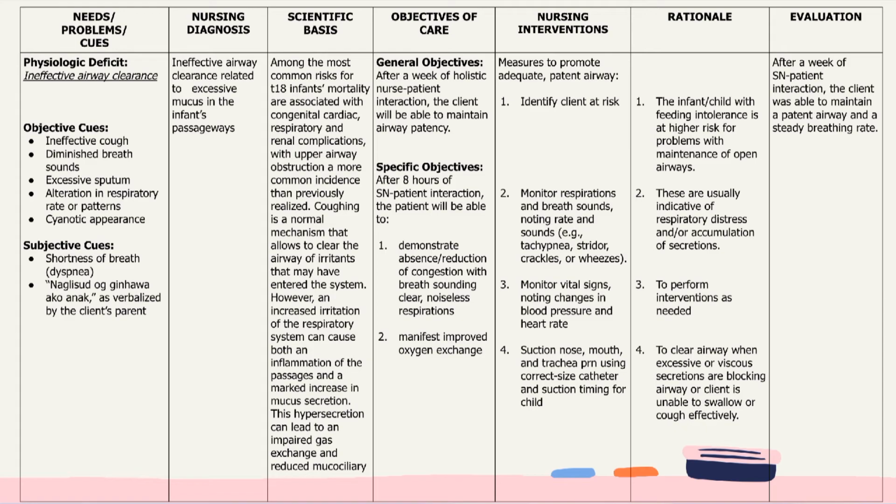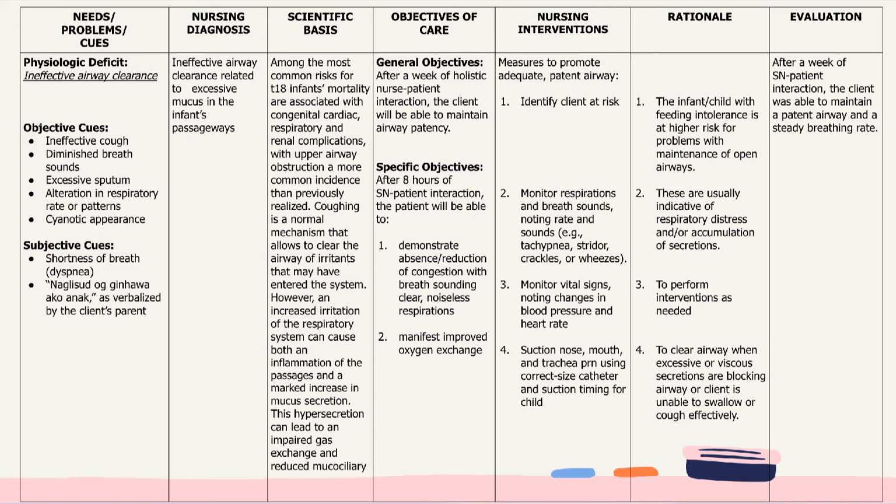Measures to promote an adequate patent airway include identifying the client at risk. This is because the infant or child with feeding intolerance is at higher risk for problems with maintenance of open airways. Next, monitor respirations and breath sounds, noting rate and sounds such as tachypnea, stridor, crackles, or wheezes, because these are usually indicative of respiratory distress and or accumulation of secretions.